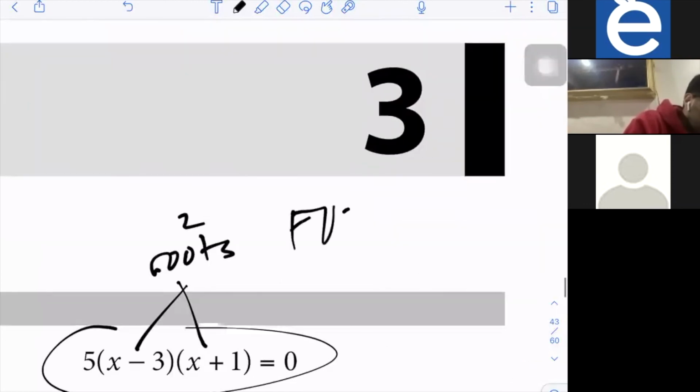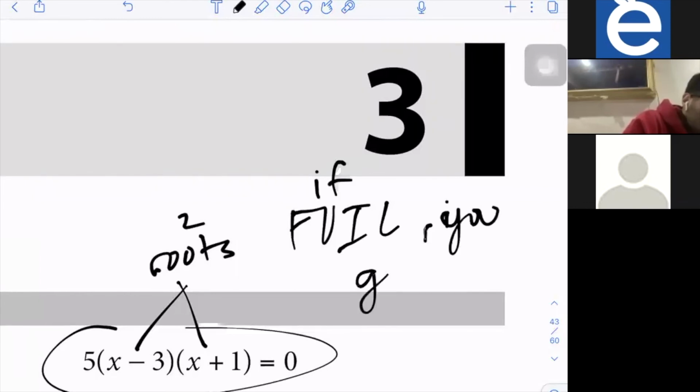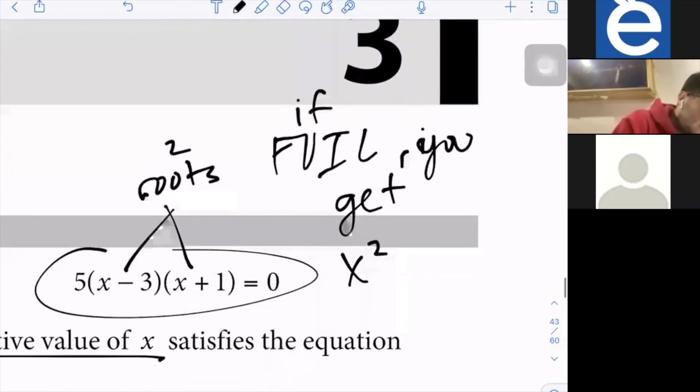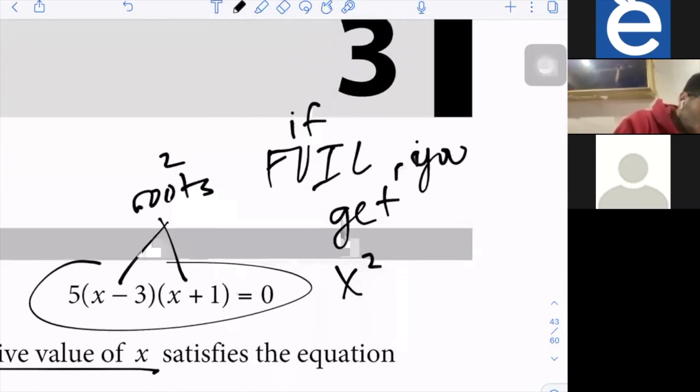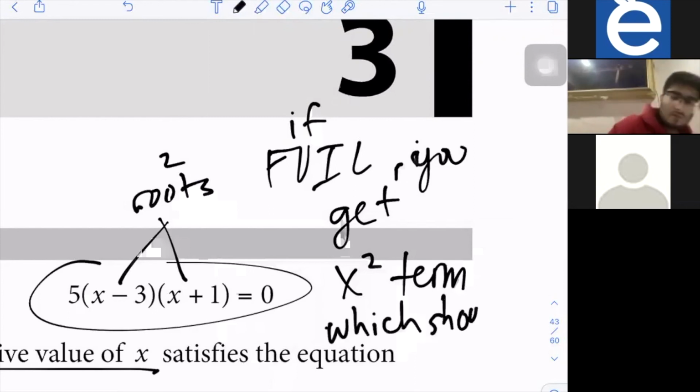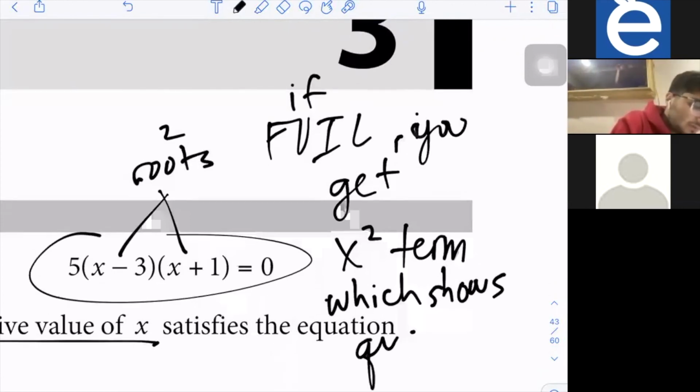That also shows it's a quadratic. If you FOIL, you get an x squared term, which shows it's a quadratic.